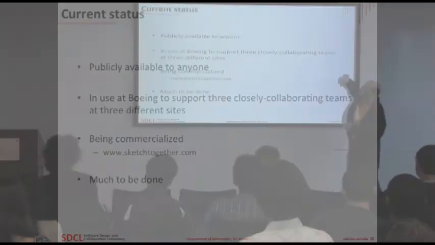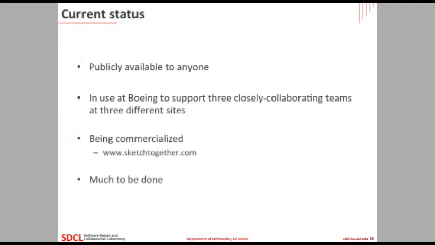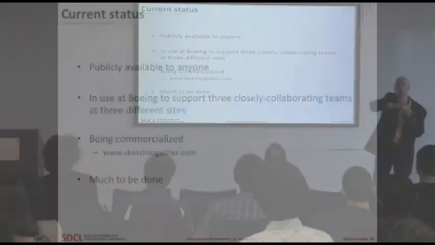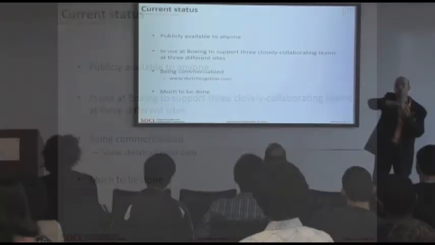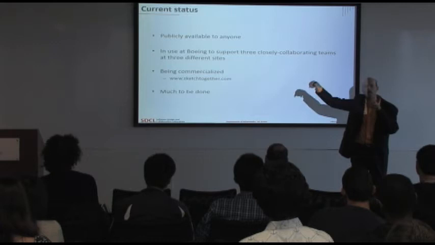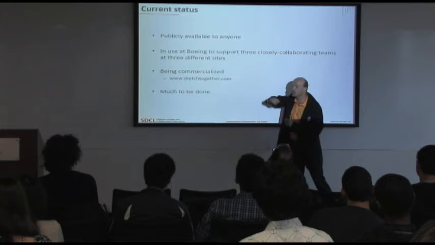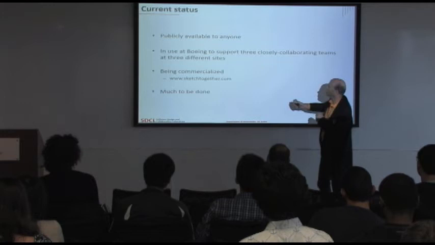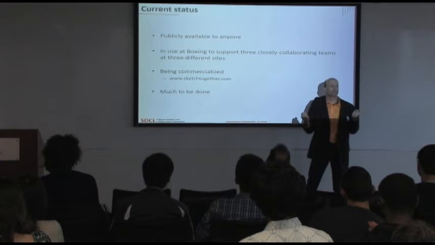So the current status: it's publicly available to anybody. Boeing is actually using it at 3 sites across the US, where they used to pick up a team and fly it to the other location to work together. Now the teams are actually using Calico between them. It's being commercialized by the grad student. He's spending time in his basement, as any good startup really should do. He's been doing that for about a year now. It's getting close to coming out of development into a beta phase. So that's going to be really interesting.